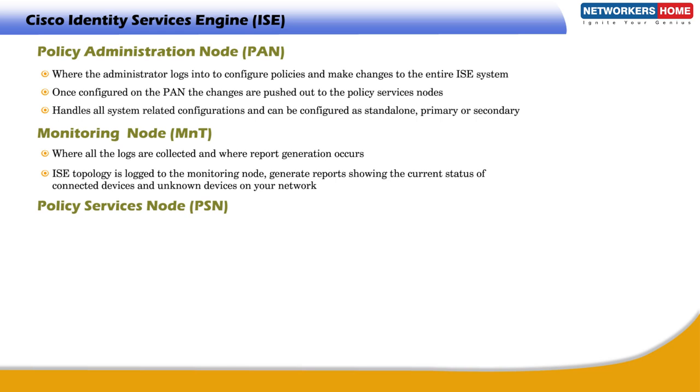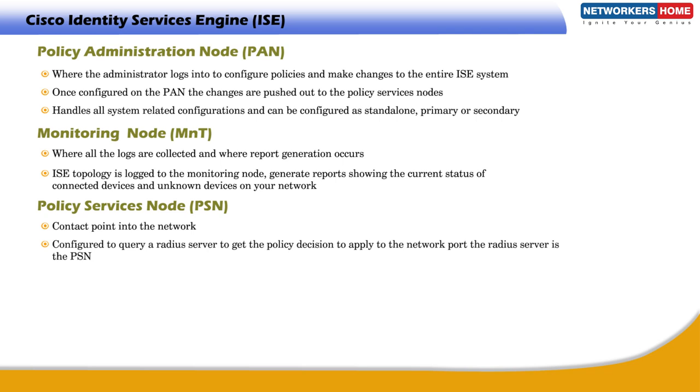Policy Services Node (PSN). The Policy Services Node is the contact point into the network. Each switch is configured to query a RADIUS server to get the policy decision to apply to the network port. The RADIUS server is the PSN. In larger deployments, you use multiple PSNs to spread the load of all the network requests. The PSN provides network access, posture, guest access, client provisioning and profiling services. There must be at least one PSN in a distributed setup.